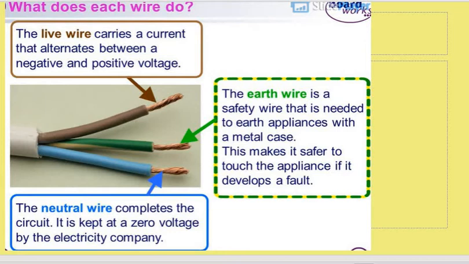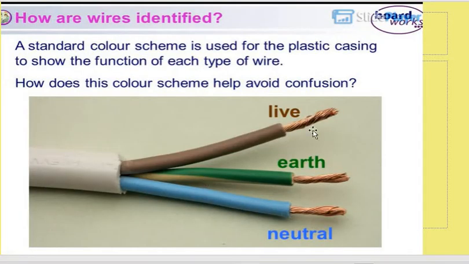Right, so just to remember, neutral has 0 voltage. The earth wire is safety. If there develops a fault, then this will automatically cause the electricity to switch off or trip. And then the live wire alternates between positive and negative, that being the AC current. So you can see many cables or copper wires inside here.